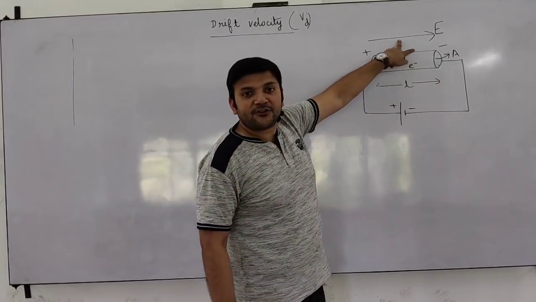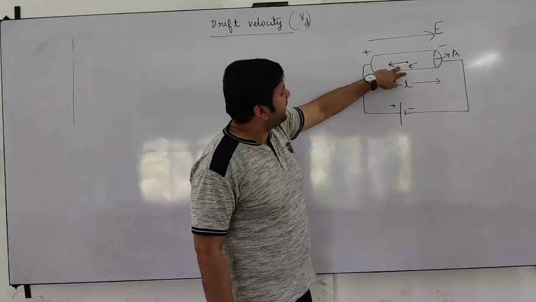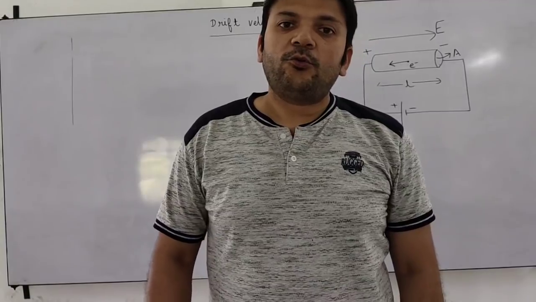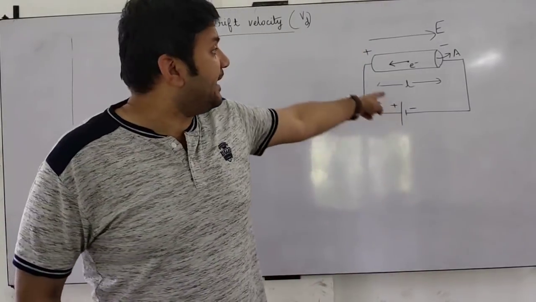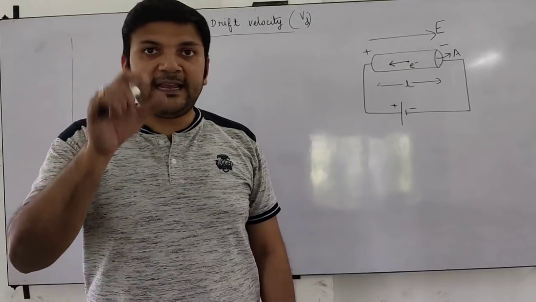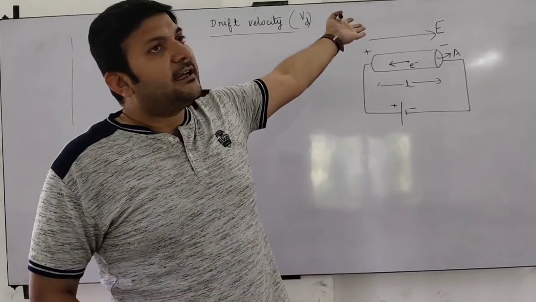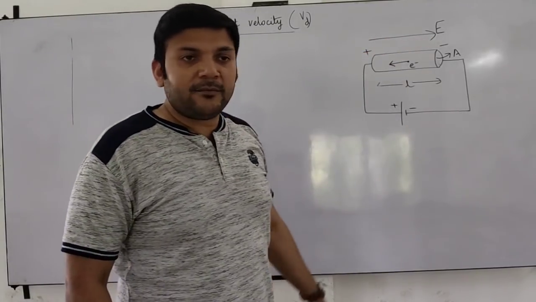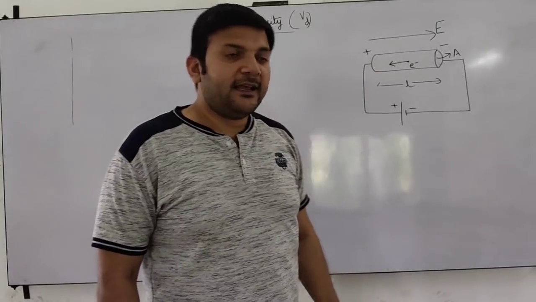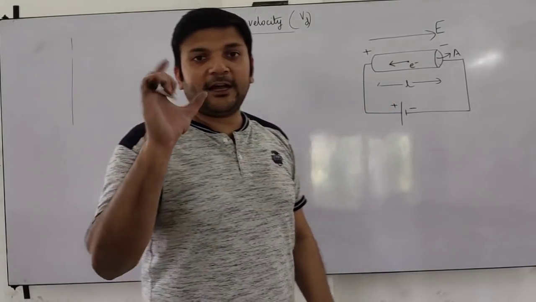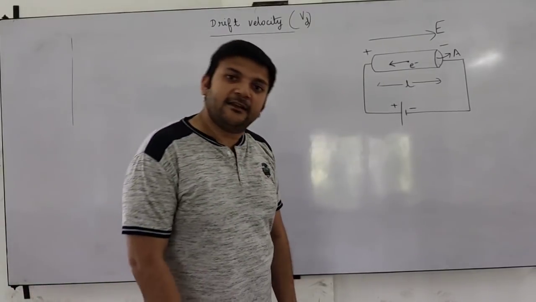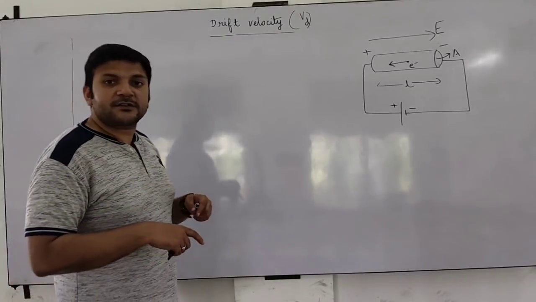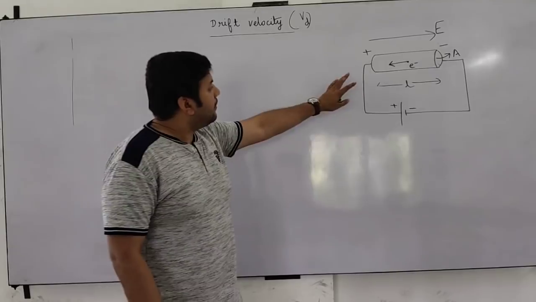The motion of the electrons is opposite to the direction of what? The electrons move in the opposite direction of the applied electric field. Why are we saying applied electric field? Because we are applying the battery, so we will obviously get the electric field directed from the positive end to the negative end. And the electrons will move in the opposite direction of the applied electric field. Are you getting my point or not? Okay.